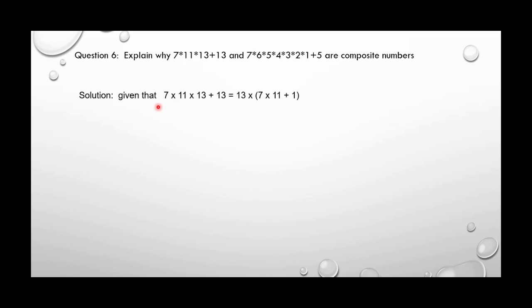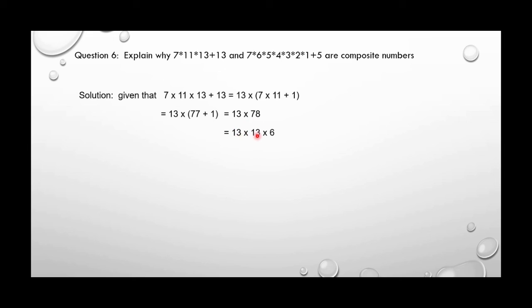So in this we have 13 as a common factor. Now let us take the common term 13 outside, and inside the bracket we can write 7 × 11 × 1 + 1. This will become 13 × (77 + 1), which will become 13 × 78.